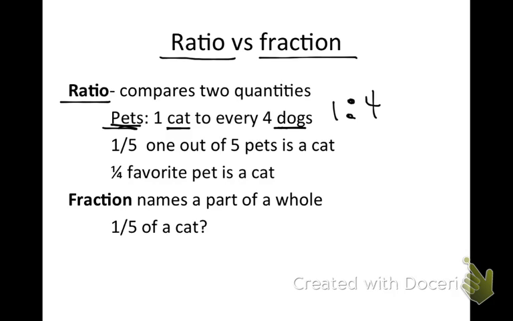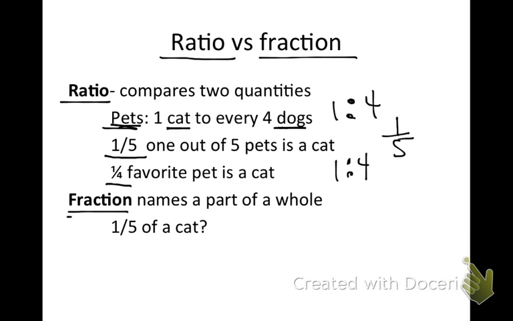I could also write this as a fraction. Remember, I can write it as 1 over 5. So that means if I look at people's pets, 1 out of 5 pets is a cat. Again, I'm looking at these ratios in different ways. I could also look at this as 1 out of 4 people, their favorite pet is a cat.